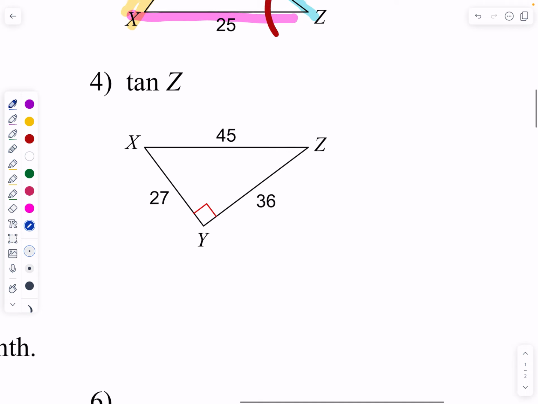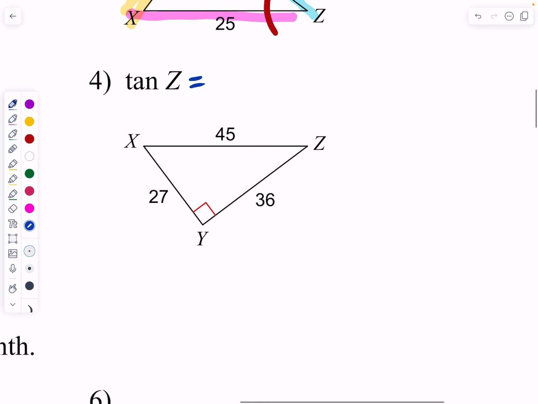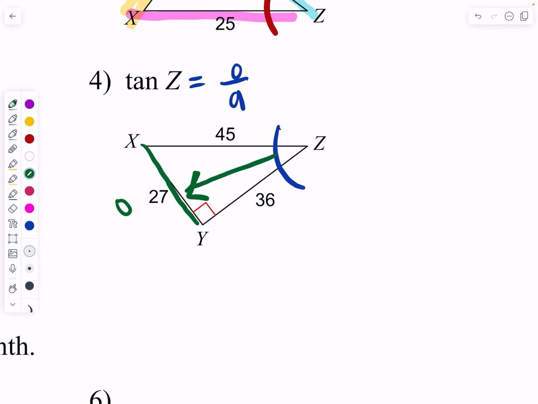Okay. What is tangent from Z? Tangent is always opposite over adjacent. So from angle Z, what is my opposite? My opposite is going to be 27. So that's going to be 27 over my adjacent. My adjacent is going to be 36. It's the shorter one between the 36 and the 45.